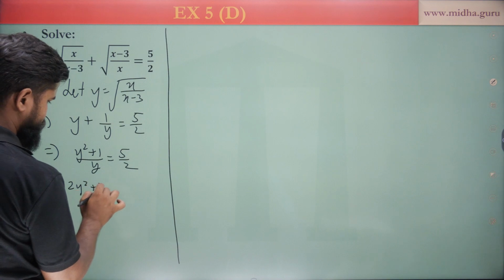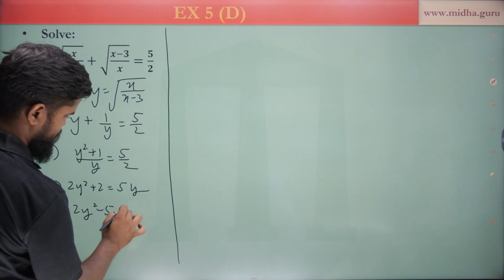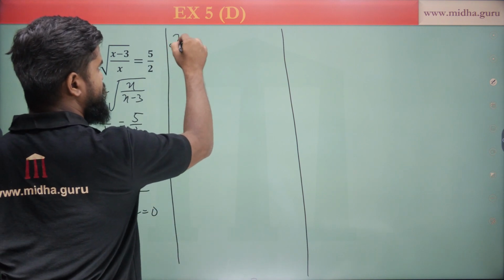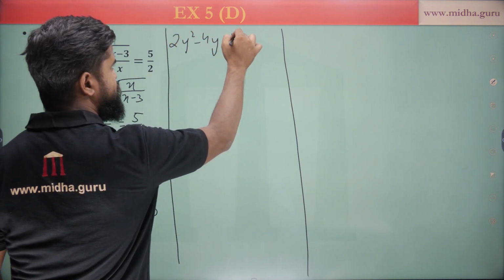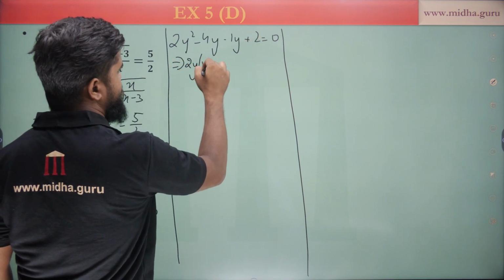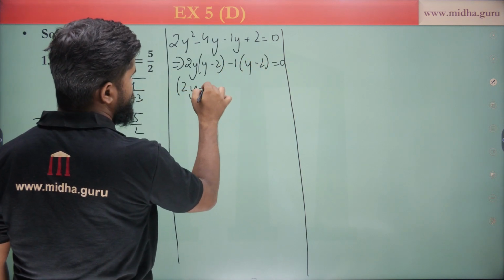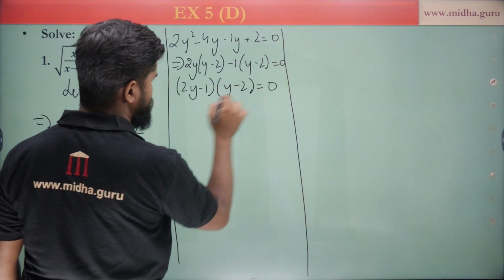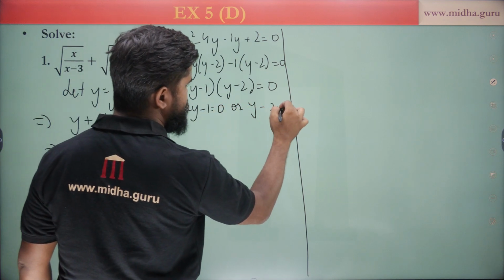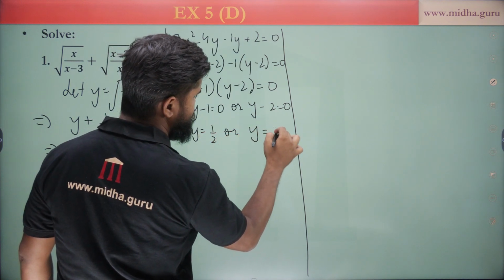So 2y squared plus 2 is equal to 5y. And so 2y squared minus 5y plus 2 is equal to 0. We have this equation here, we can solve it by splitting the middle term into minus 4y and minus 1y. We take 2y common, we get y minus 2. We take minus 1 common, y minus 2. So 2y minus 1 into y minus 2 is equal to 0, which means 2y minus 1 is equal to 0 or y minus 2 is equal to 0. So y is equal to 1 by 2 or y is equal to 2.